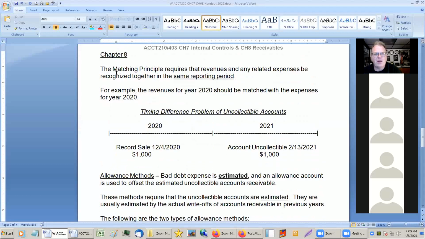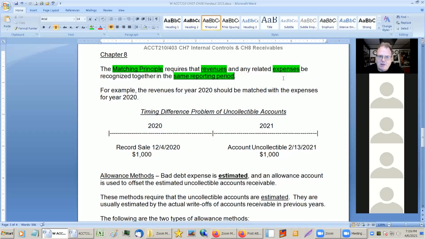So there's a thing called the matching principle. And that is that the revenues and related expenses be recognized together in the same period. So any expenses that relate to the revenues should be in the same period. And that, of course, is kind of common sense. You wouldn't have revenues in 2020 versus expenses from 10 years ago or whatever. It would be for the same period.